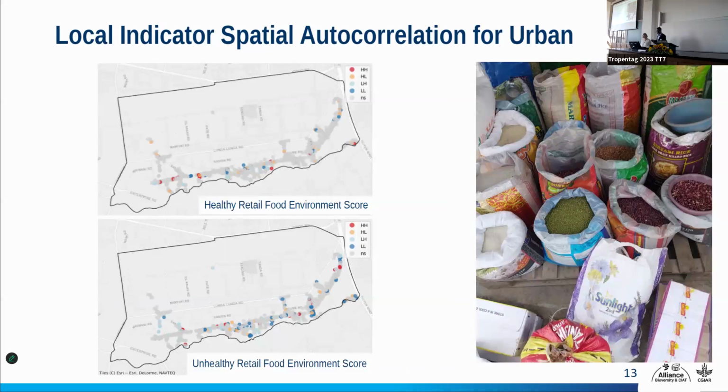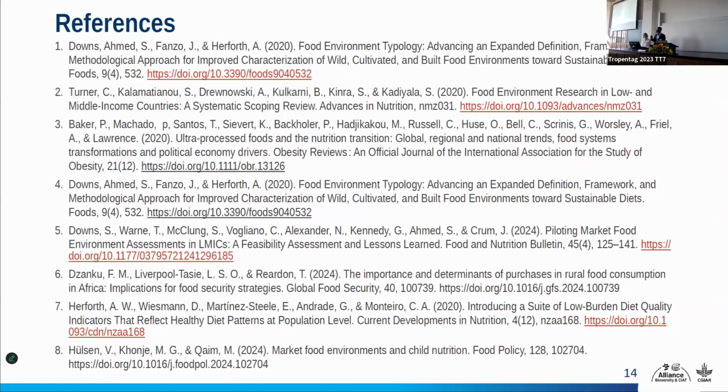In conclusion, this can be used as a way of informing interventions on areas where there are concentrations of healthy or unhealthy food groups to better improve availability of healthy food groups.